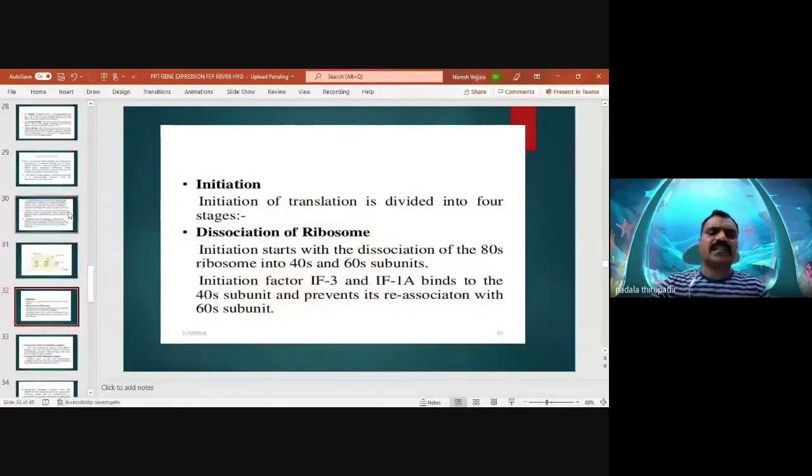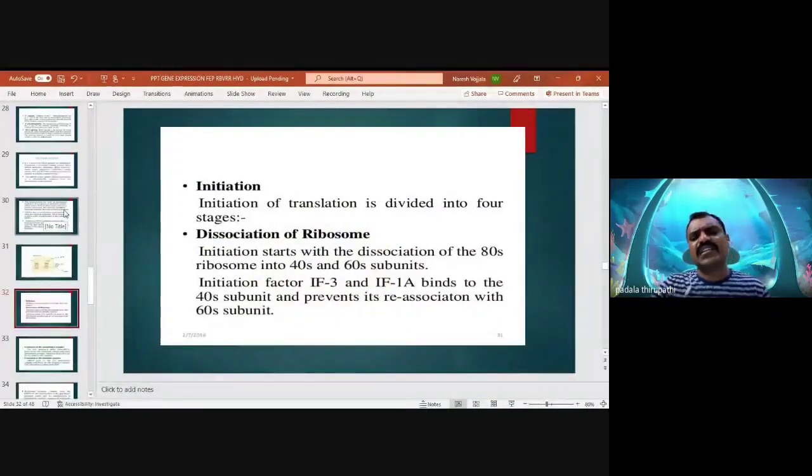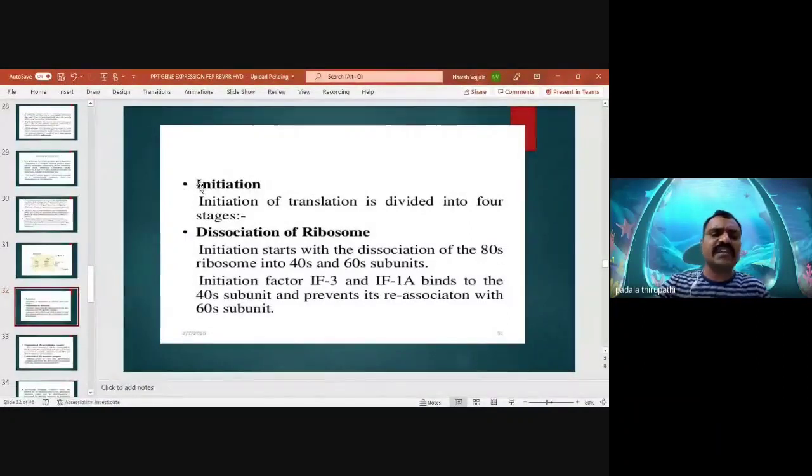Translation is also a process with initiation, elongation, and termination. These are the three different stages we observe in translation. DNA replication also has 3 stages, transcription also has 3 stages, and translation is likewise divided into 3 stages: initiation, elongation, and termination. The initiation is further divided into 4 stages.